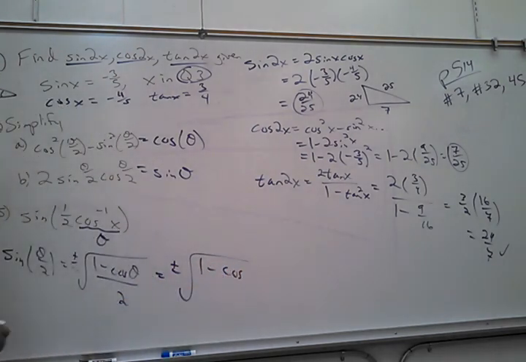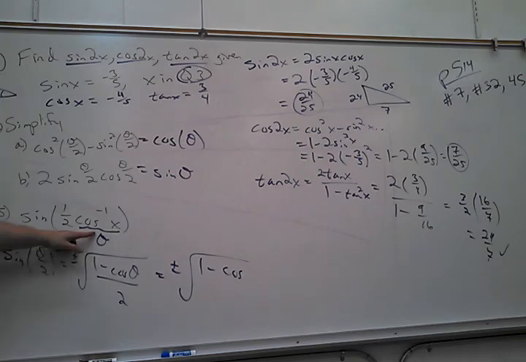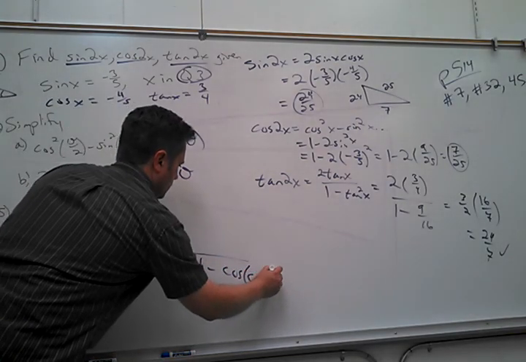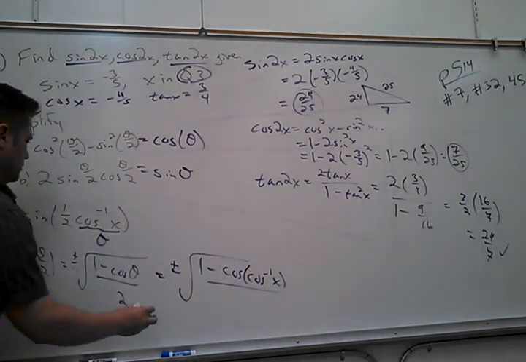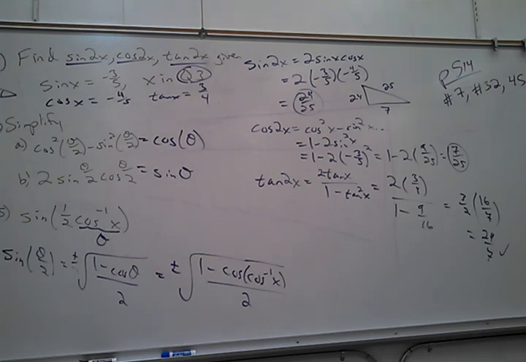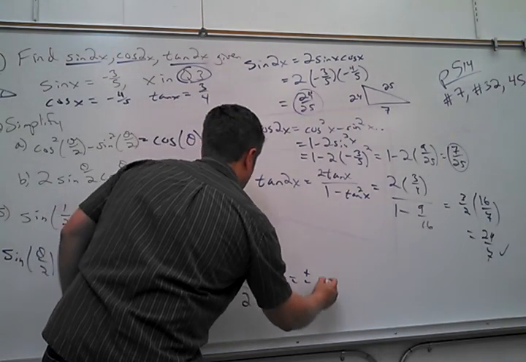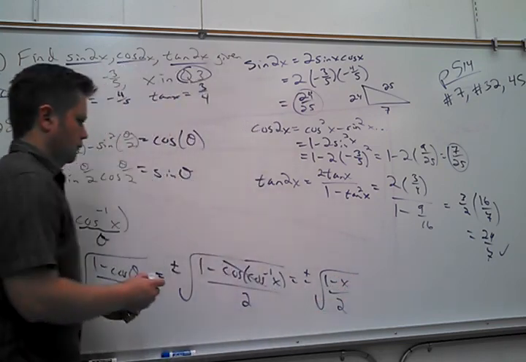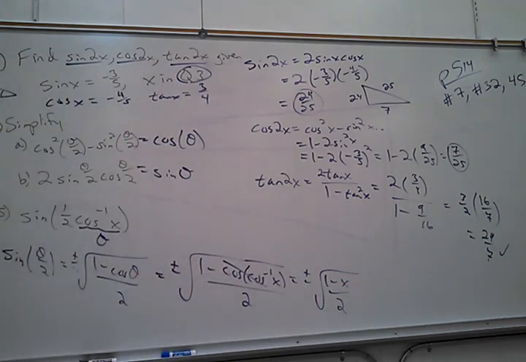1 minus cosine of, what's the angle? Inverse cosine x. And that's beautiful. Do I have to draw a triangle and all that kind of business? What's the cosine of the inverse cosine of x? Careful. x, because the cosine and the inverse cosine cancel each other. So you get plus or minus root of (1 minus x) over 2. And they didn't really give any clues as to where this guy is, I don't think. So I can't even tell if it's supposed to be plus or minus. So that's as far as I can go.